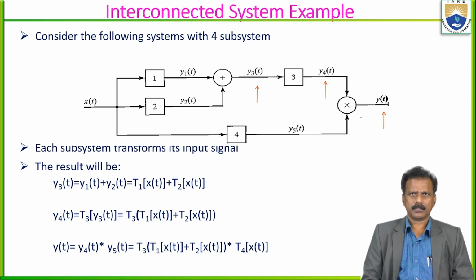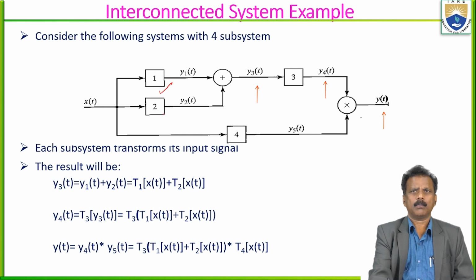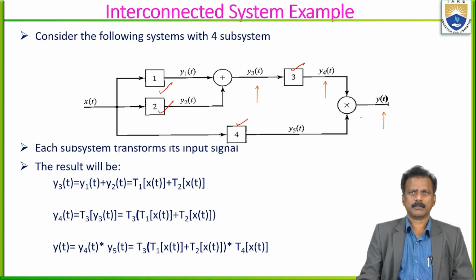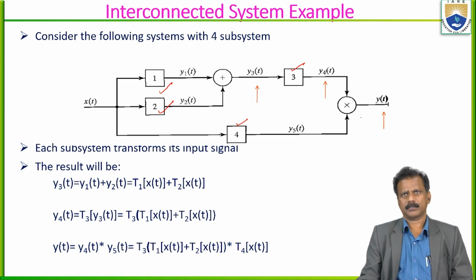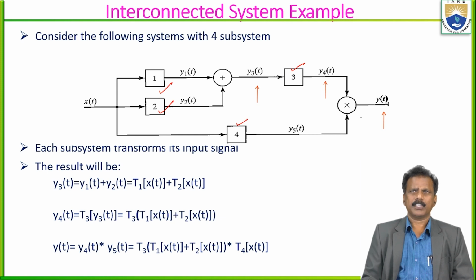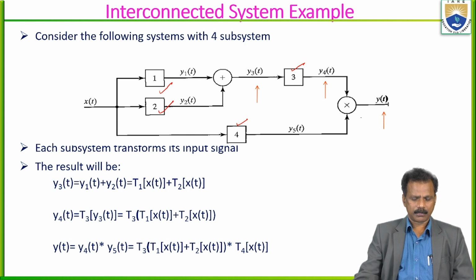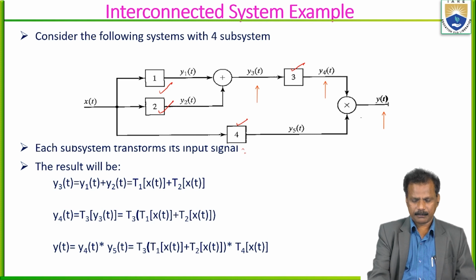So how many subsystems are there? Subsystem 1, subsystem 2, subsystem 3, subsystem 4. In an interconnected system, how is it interconnected? The subsystems available are first, second, third and fourth. So what are the input and output variations, and how is it connected? It is an interconnected system with 4 subsystems. Each subsystem transforms its input signal.